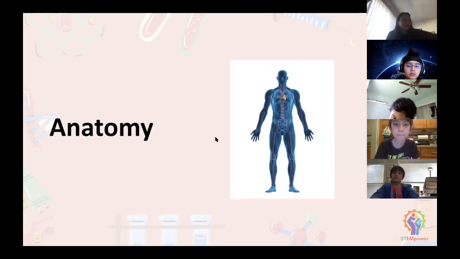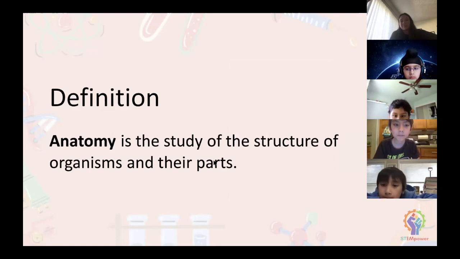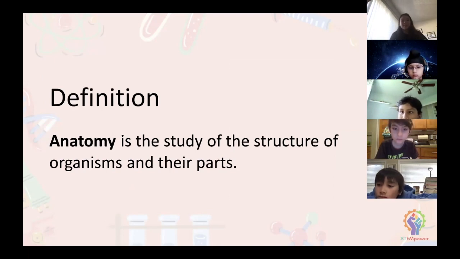We're going to learn a little bit about anatomy. And first off, we're going to start with the definition. What exactly is anatomy? So anatomy is a study of the structure of organisms and their parts. So we're actually not just made up of one thing and that's it. We're not just one big blob. So there's many different structures and different functions to those structures that help us be who we are.